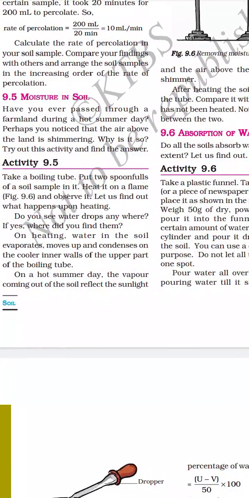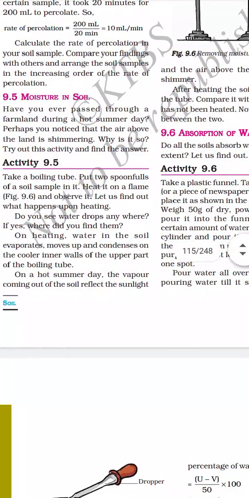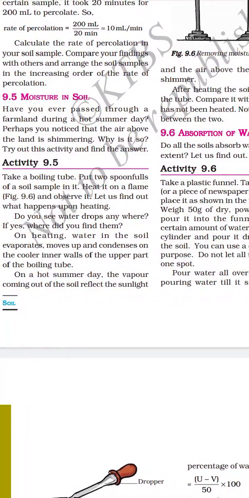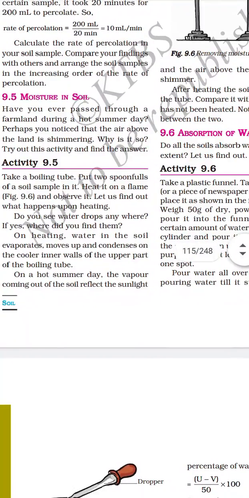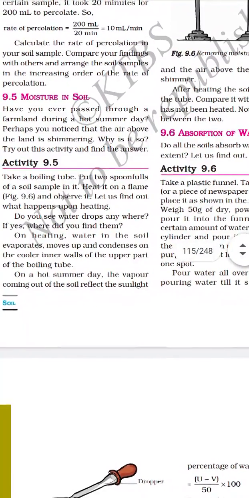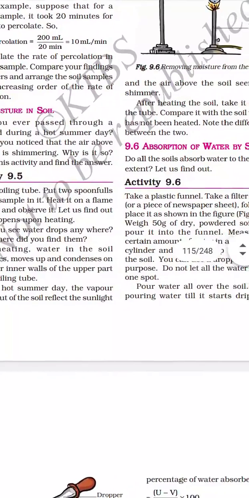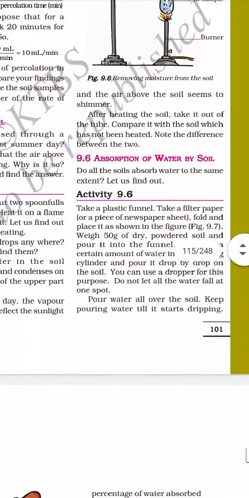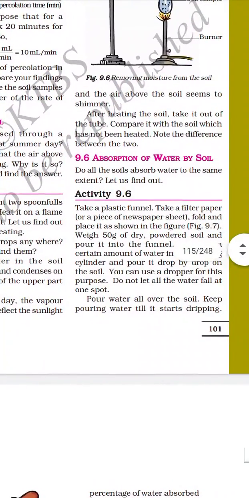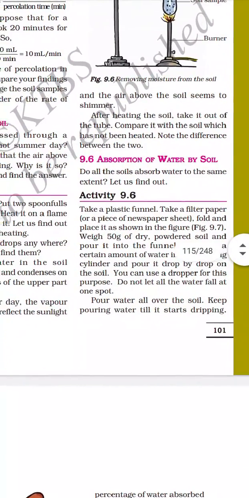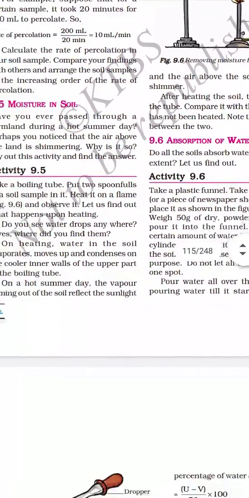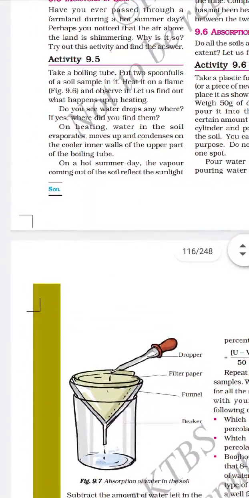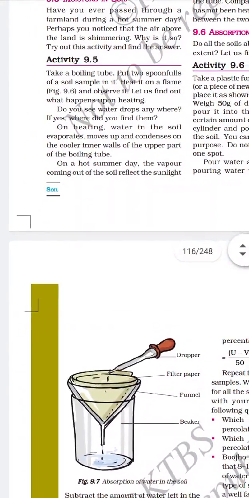Why is it so? On heating, the water in the soil evaporates, moves up and condenses on the cooler inner walls of the upper part of the boiling tube. On a hot summer day, the vapor coming out of the soil reflects the sunlight and the air above the soil seems to shiver. After heating the soil, take it out of the tube and compare. Soil absorbs water. Different soils absorb different amounts of water. You have to do the experiment and try to calculate.